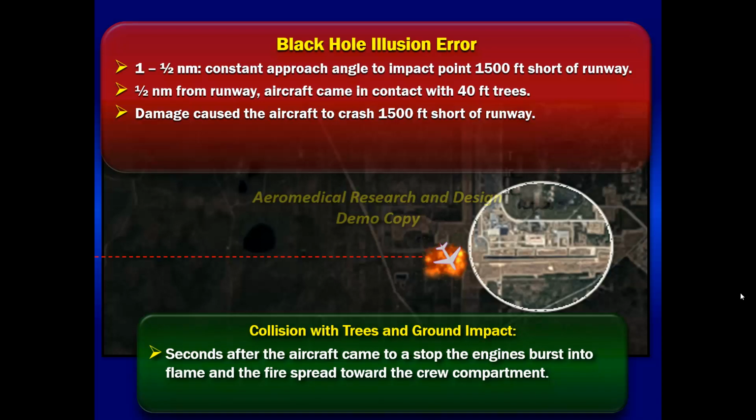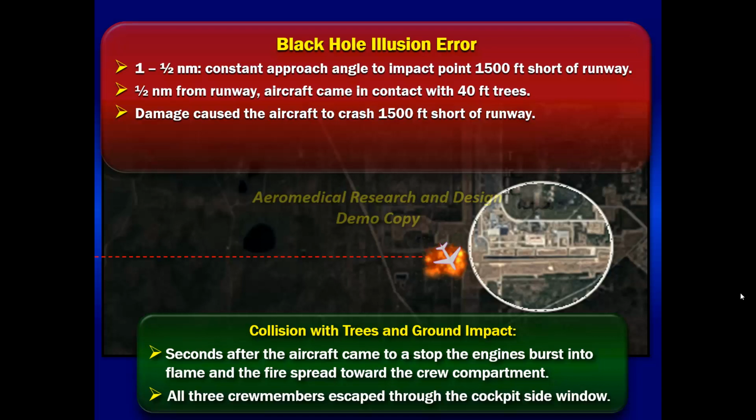Seconds after the wrecked aircraft came to a stop, the engines burst into flame and the fuel-fed fire started to spread forward toward the crew compartment. Fortunately, all 3 flight crew members were able to escape through the cockpit side window before the cabin became engulfed in flames.